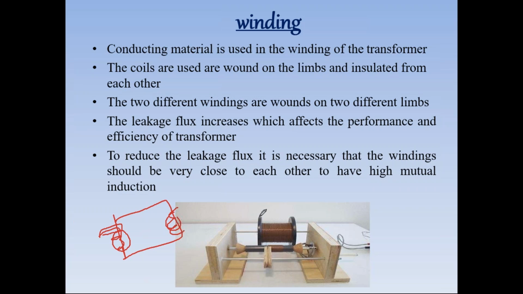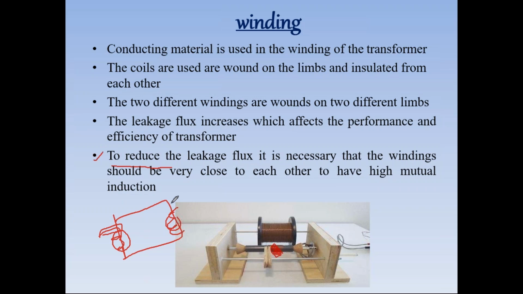So first of all, you can see this brown color wire, right? Above this wire they provide insulation paper, to avoid a short circuit. See here, to reduce the leakage flux, it is necessary that the windings should be very close to each other to have high mutual induction. This is the reason that while winding the core, they wind it very closely, to reduce the leakage flux and provide high mutual induction. So these are the two points you have to remember regarding the winding.